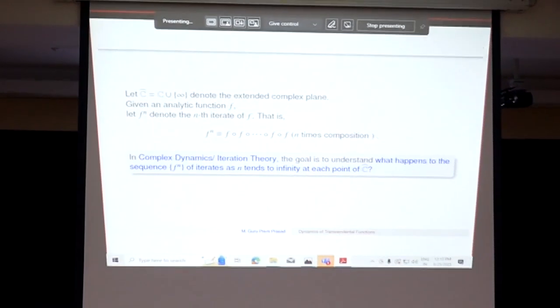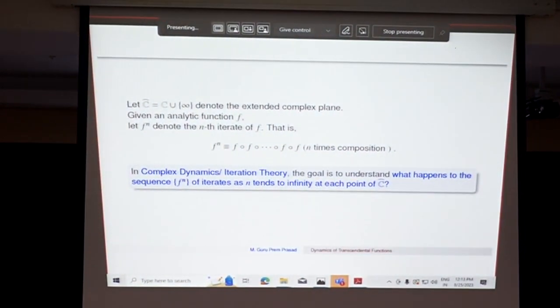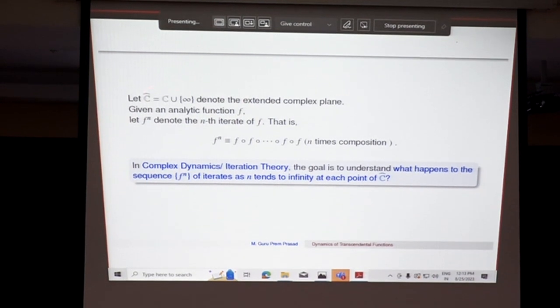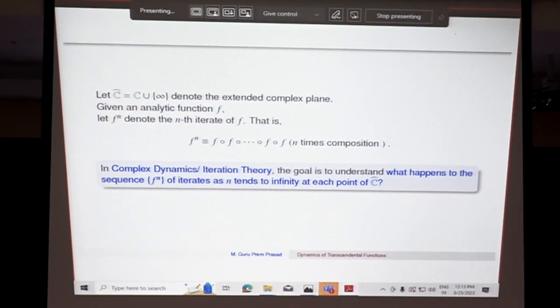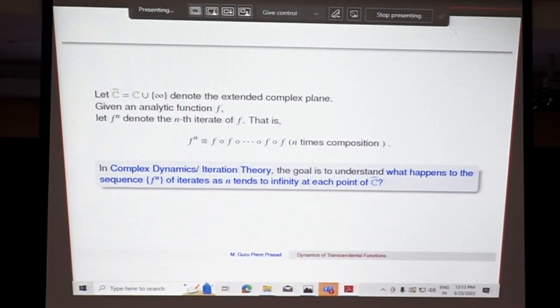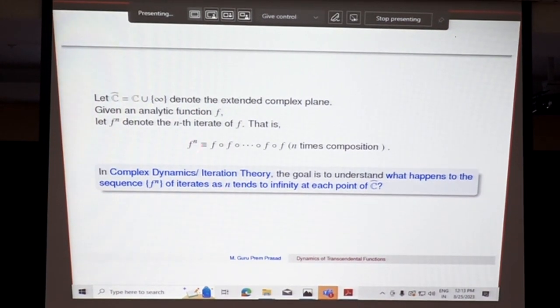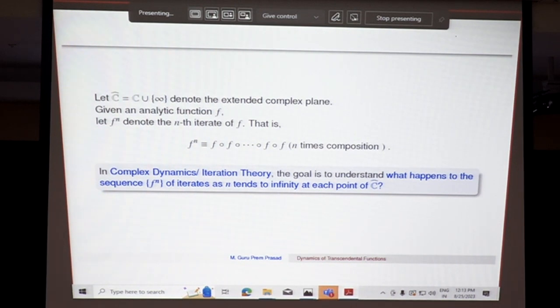If you want to state it in very simple language: here the notation is C hat, which we denote as the complex plane plus the point at infinity together. It's called the extended complex plane. We deal with analytic functions, and f^n denotes the n-times composition of the function f. In complex dynamics or iteration theory, the goal is to understand what happens to this sequence of iterates as n tends to infinity for each point. That is the simple way to state the problem.